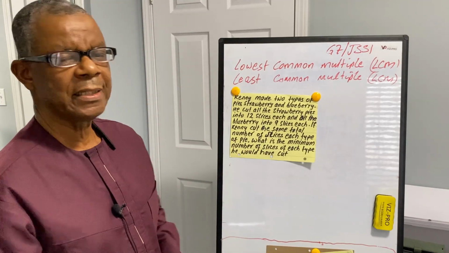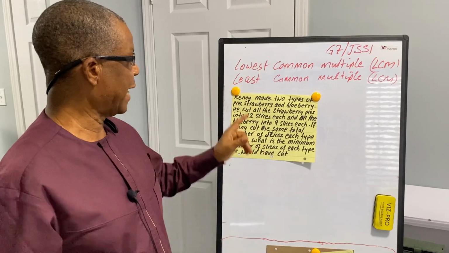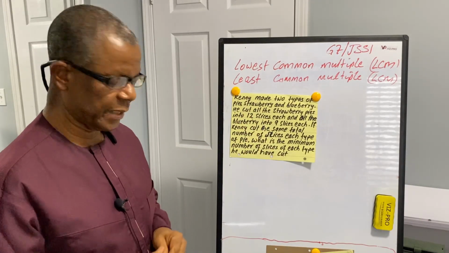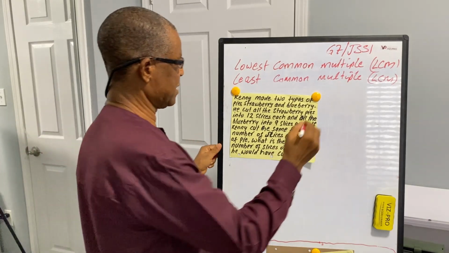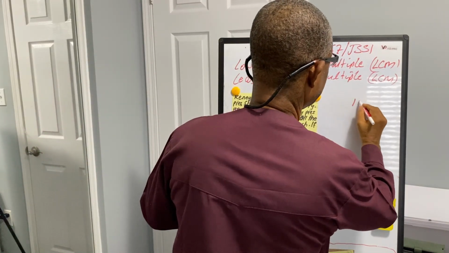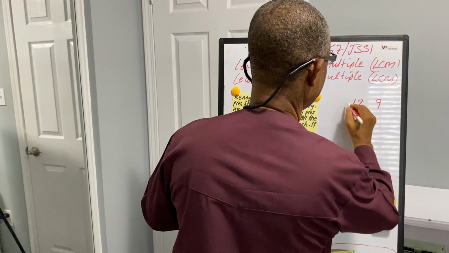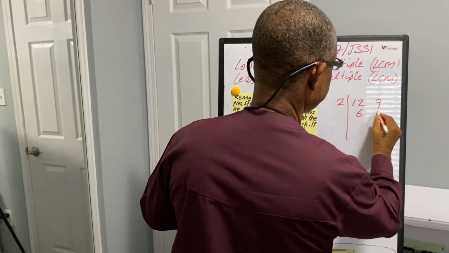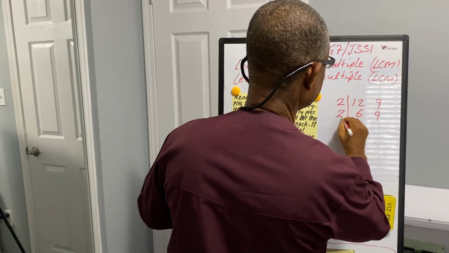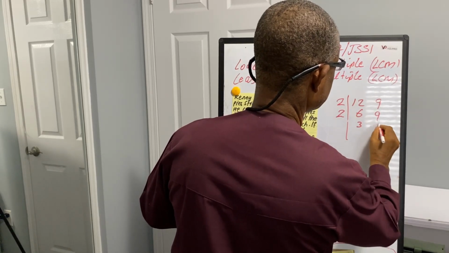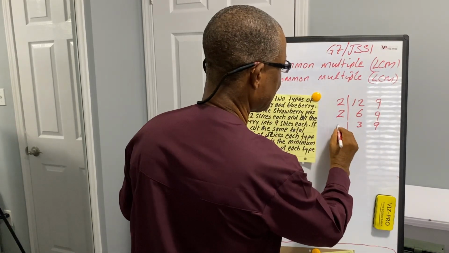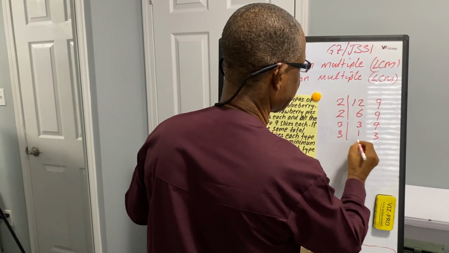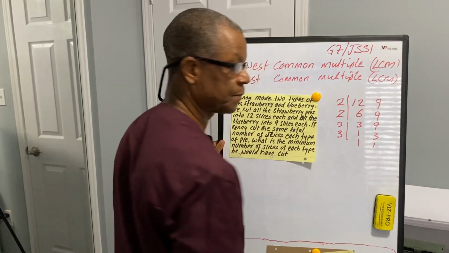In other words, the lowest number that 12 can divide without a remainder and 9 can divide without a remainder. We now answer by saying 12, 9. 2 can divide 12, giving us 6. This remains 9. 2 can still divide 6 to give us 3. This remains 9. 3 will now go. This will give us 1, 3. And 3 will still go again, giving us 1, 1.